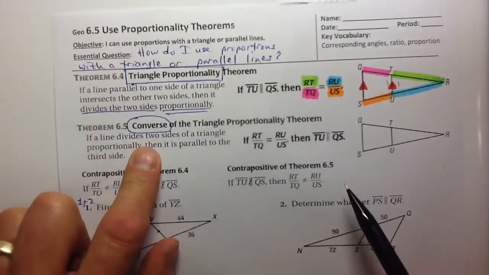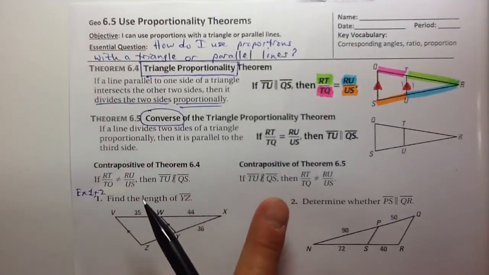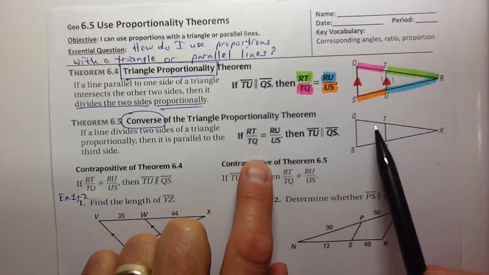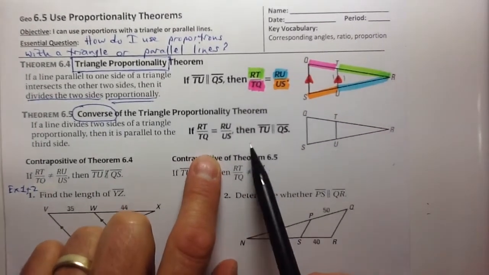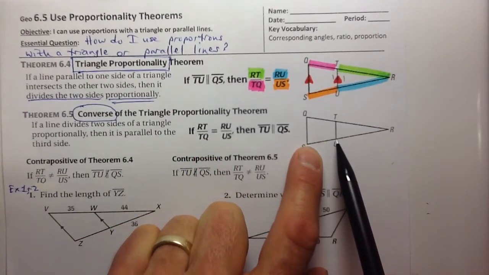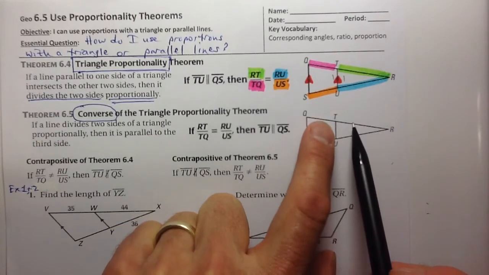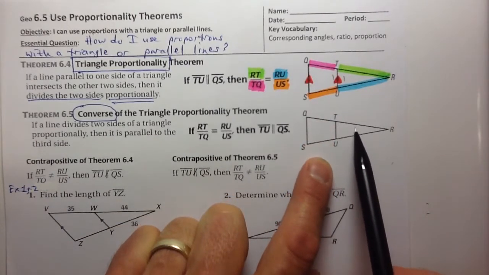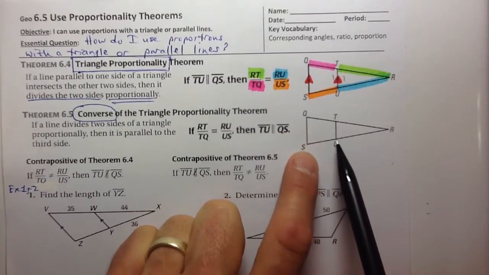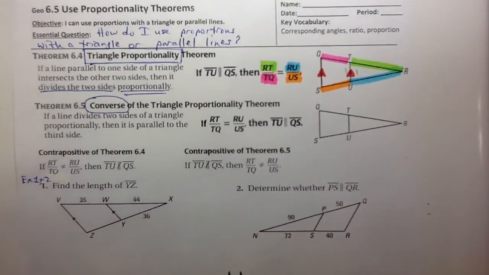The converse, remember that is switching. The converse is saying, if these segments are proportional, then these two lines are parallel. In other words, we can check to see if these are proportional, and if they are, then that is a proof that these two lines are parallel to each other.